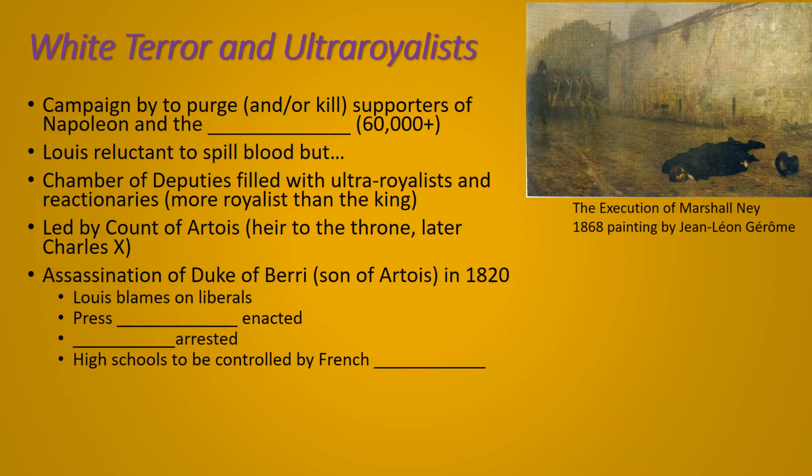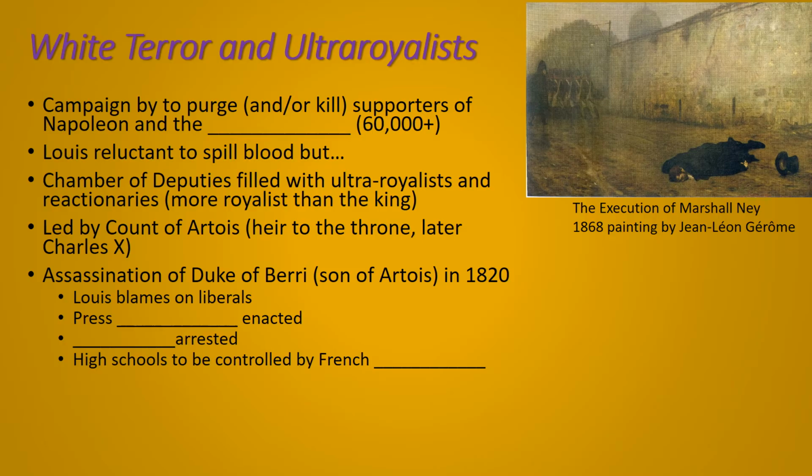Painting to the top right, you see one of Napoleon's generals, Marshal Ney, executed, and you can see the troops kind of marching off into the distance as his body lies in the cold, wet street. This was not something Louis wanted, and Louis is going to find he has a lot of people who want him to become much more royalist.